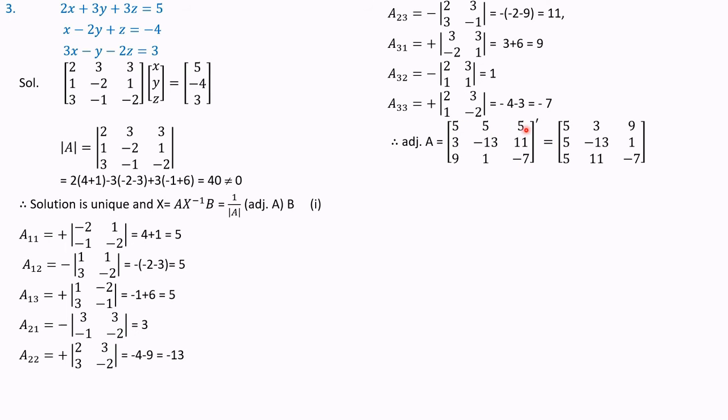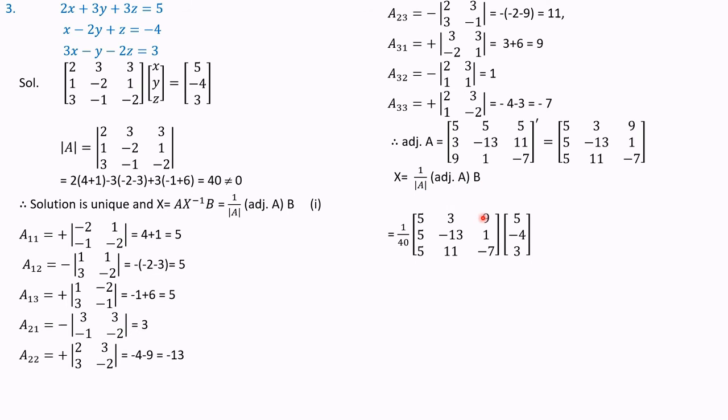So row 1 is 5, 5, 5, it becomes column 1, 5, 5, 5. Row 2 is 3, minus 13, 11. It becomes column 3, minus 13, 11. And row 3 is 9, 1, minus 7. And it becomes column 9, 1, minus 7. So we have found the transpose of the adjoint A. We know the solution for x is given by adjoint A by determinant A into B.